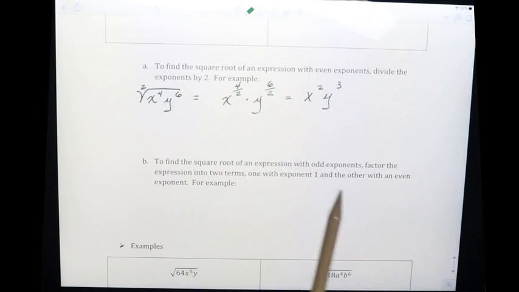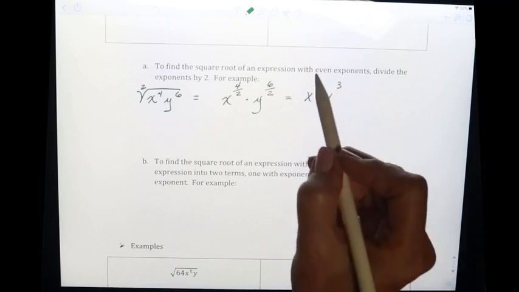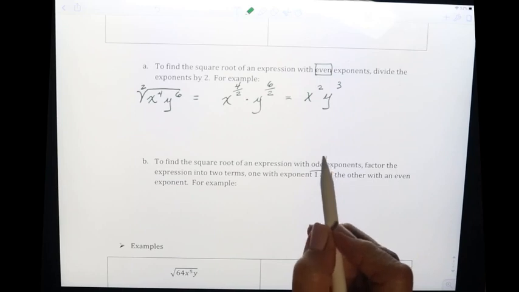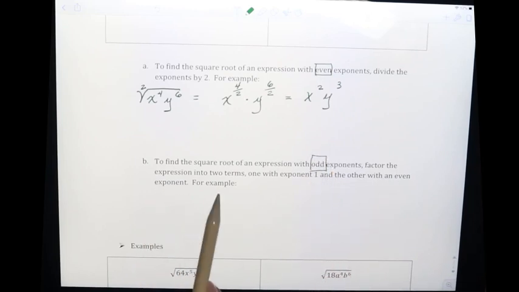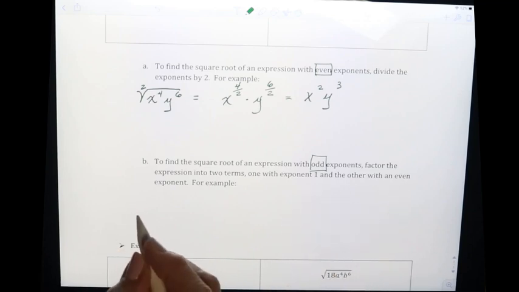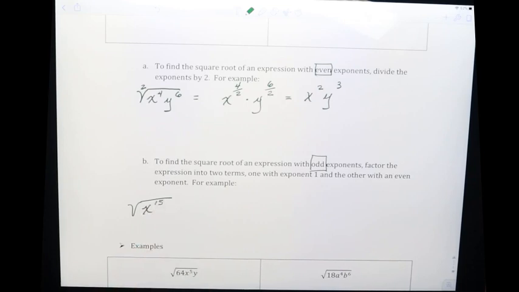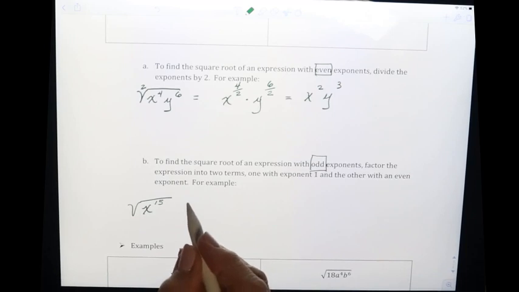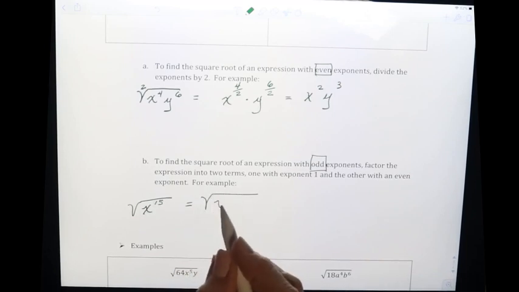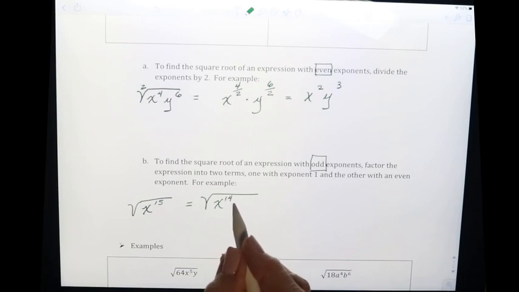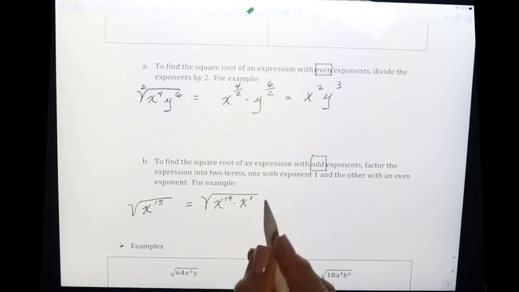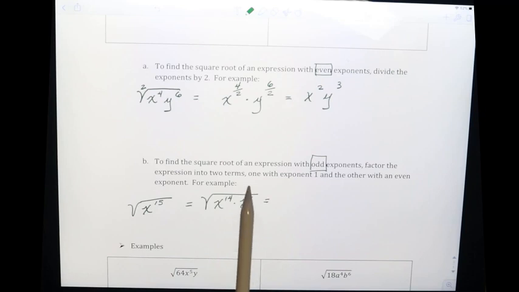To find the square root of an expression with odd exponents. These were even exponents. These are the easy ones. Odd exponents, factor the expression into 2 terms, one with an exponent 1 and the other with an even exponent. So for example, let's say we're doing the square root of x to the 15th. That's an odd exponent. So what you want to do with that is to break it down, and I hope you remember your exponent rules here. You want to break this down into one term with an exponent of 1, so here you see x to the 1st, and the other with an even exponent.